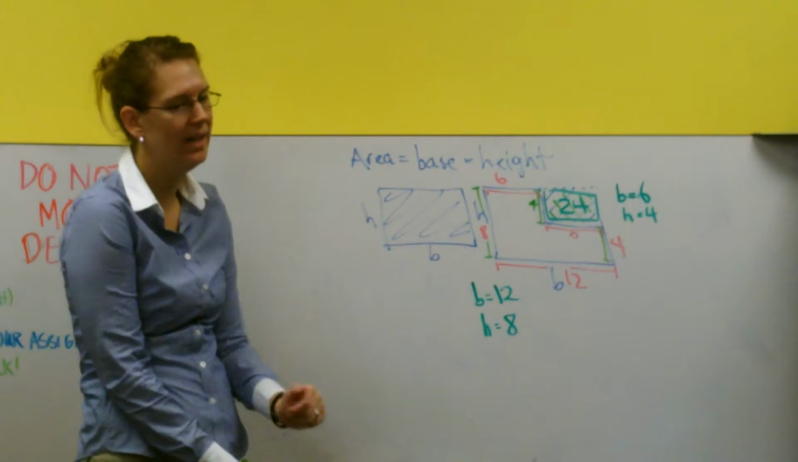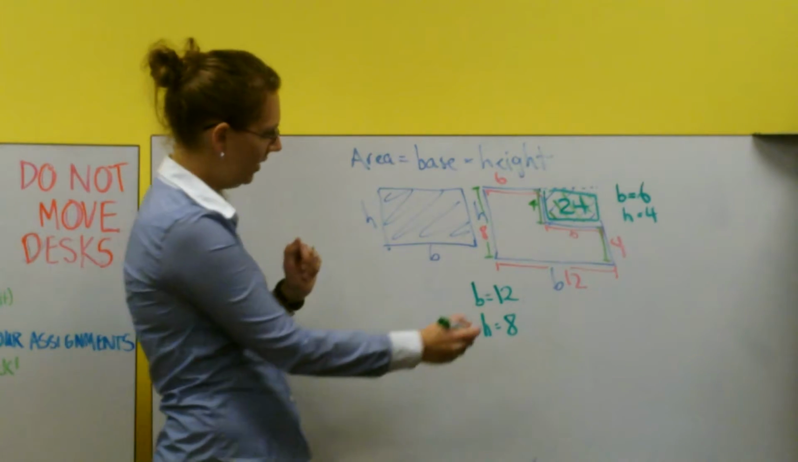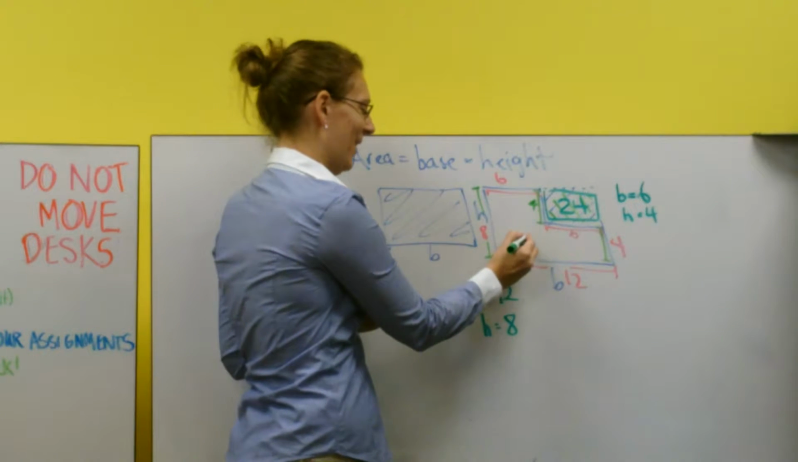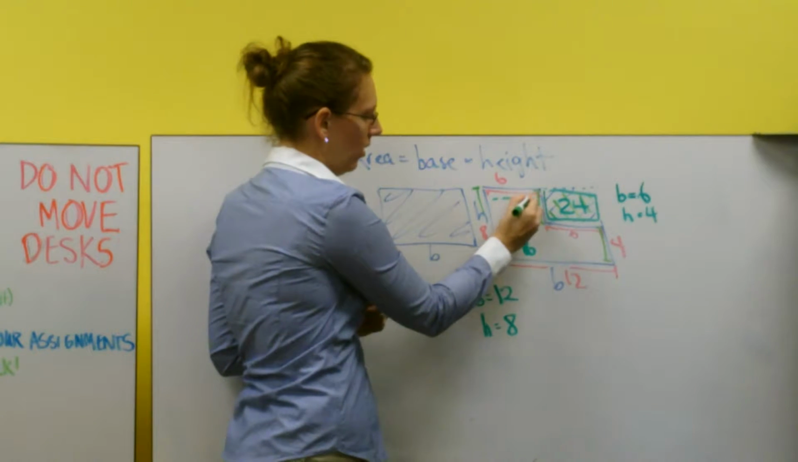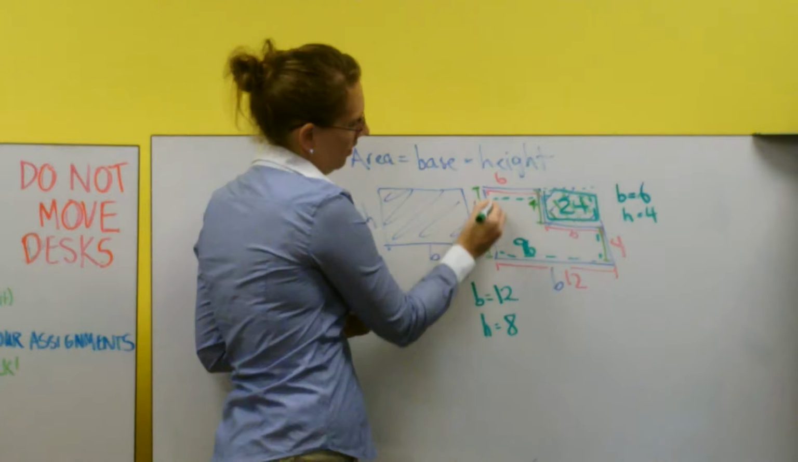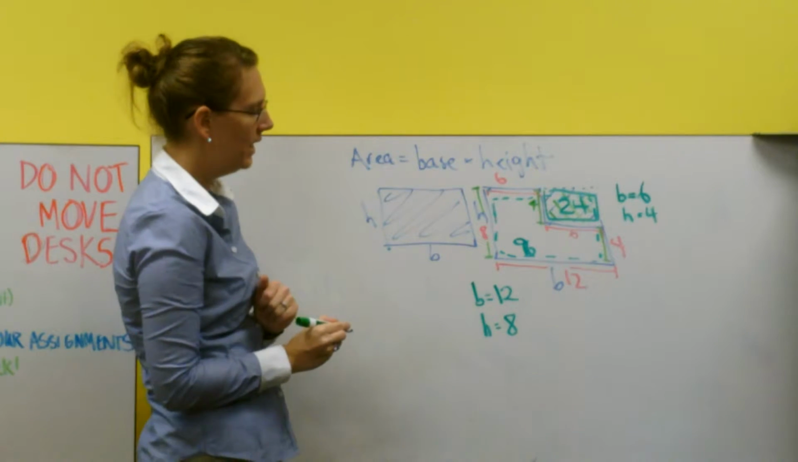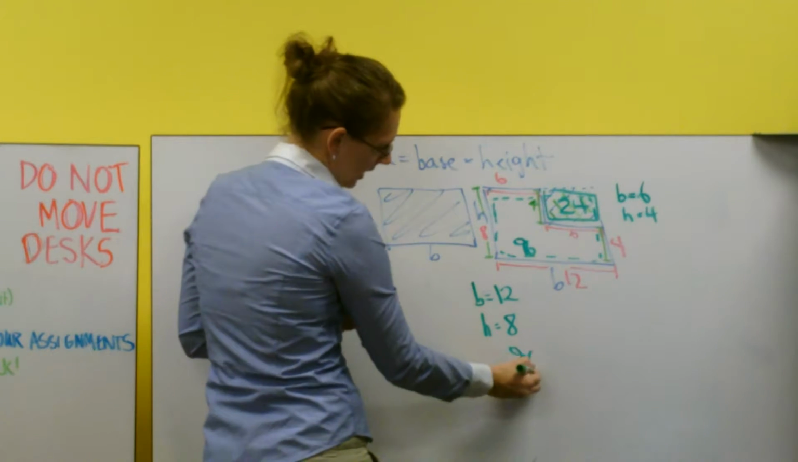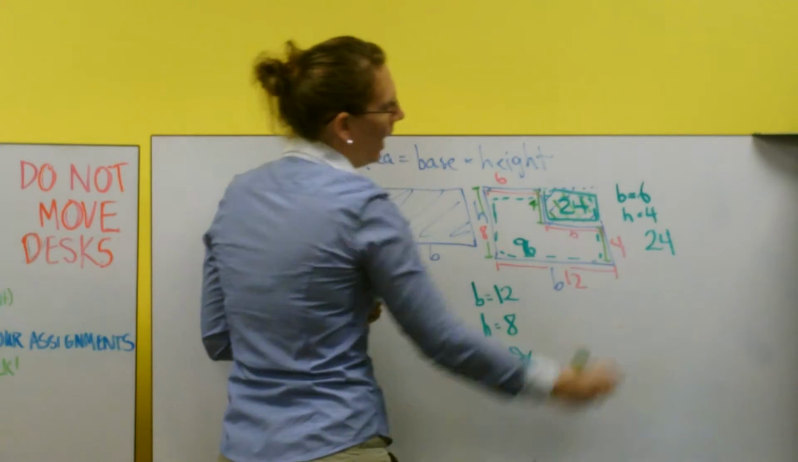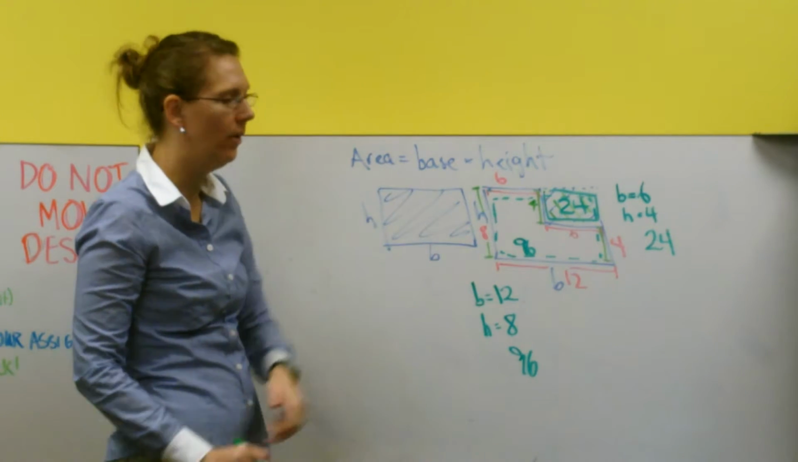Multiply, what's 12 by 8? Anybody? 12 by 8? 96, there we go. So 96 is for the whole thing, okay? 96 is for the whole thing. So I've got 96 here, I've got 24 here. How am I going to find the area of this shape now?